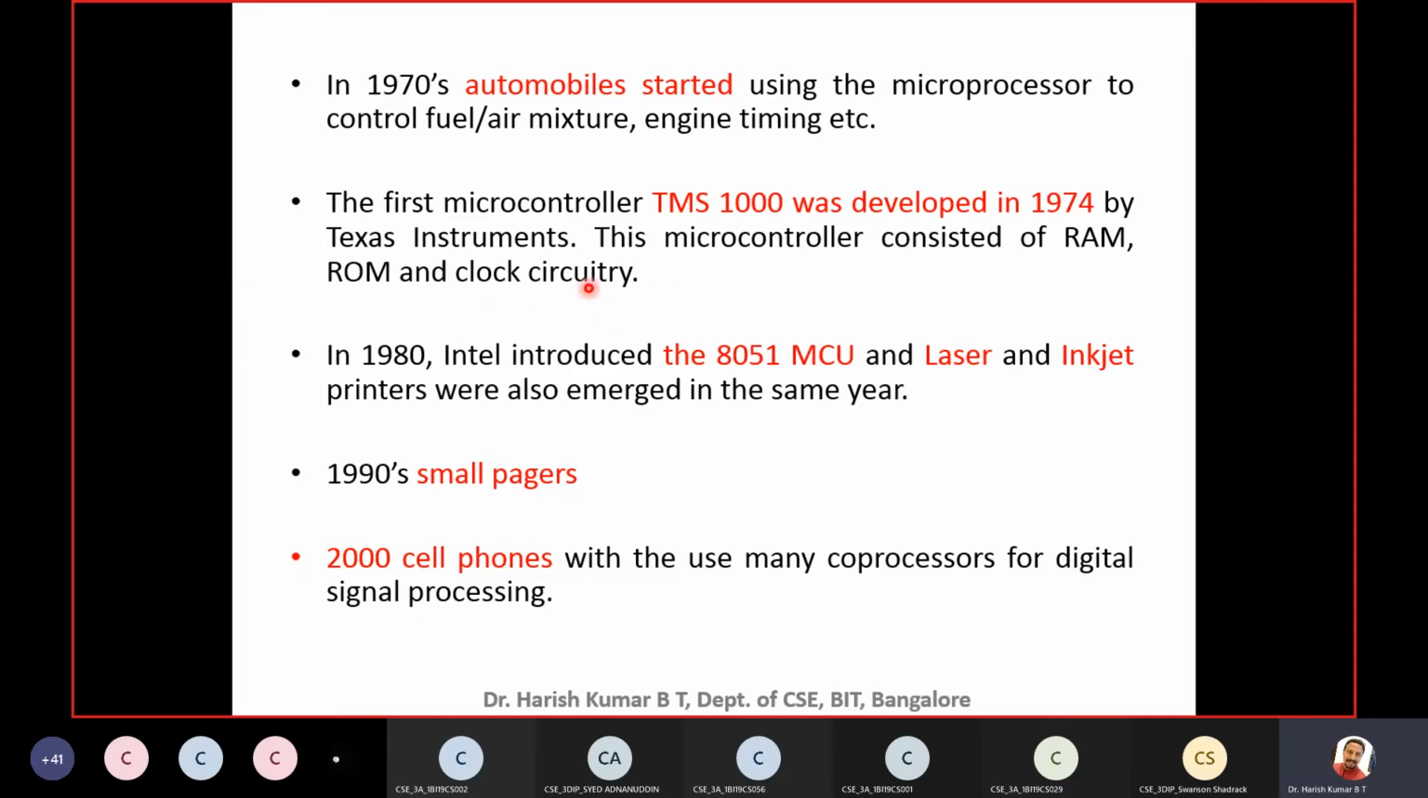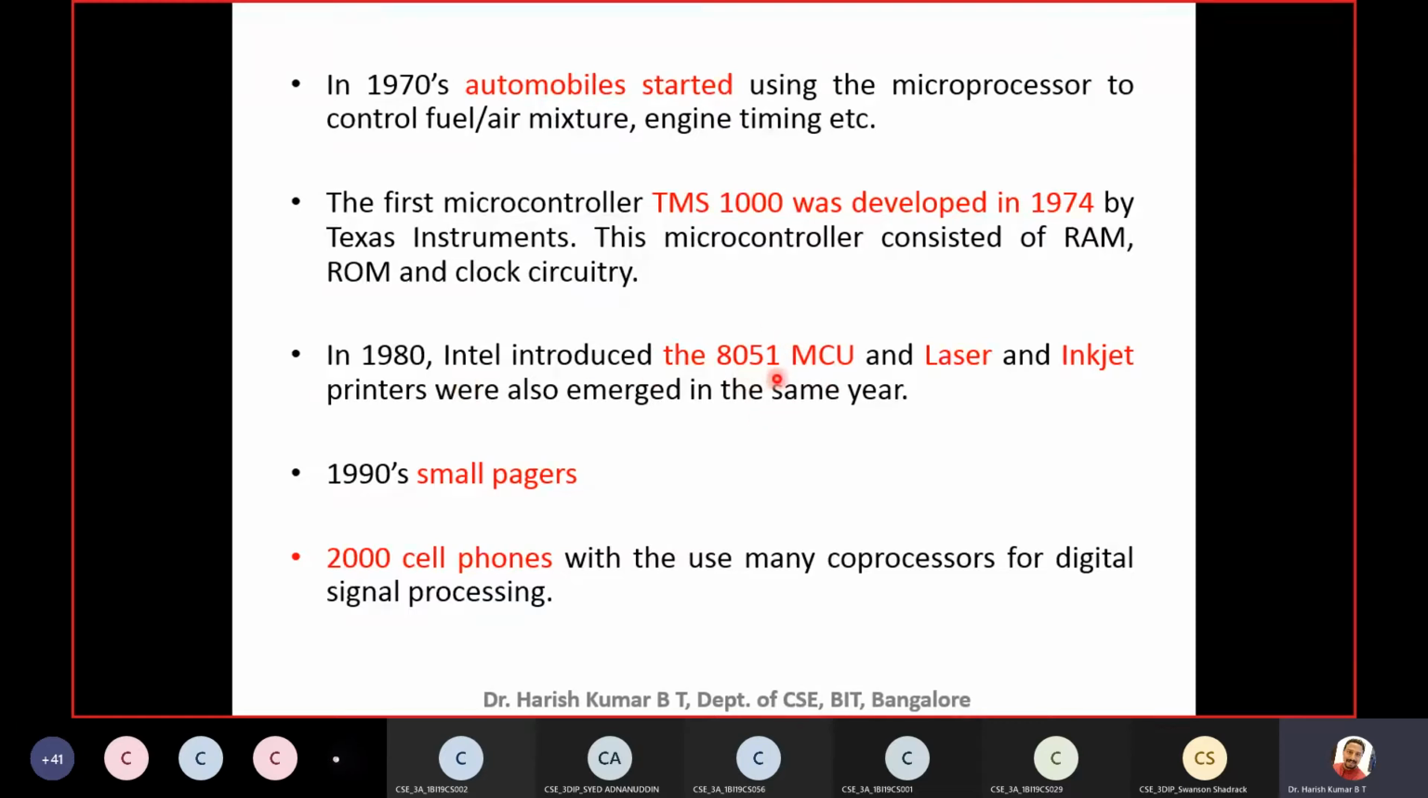So this clock circuitry has a special device called a quartz crystal. Quartz crystals usually come in terms of 16 megahertz, 32 megahertz, 64 megahertz, 512 megahertz, or 1 gigahertz or 2 gigahertz, something like this. That quartz crystal oscillates with a well-defined frequency, and it generates all the clocking requirements of the microcontroller. Okay, and then in 1980, Intel also introduced the microcontrollers.